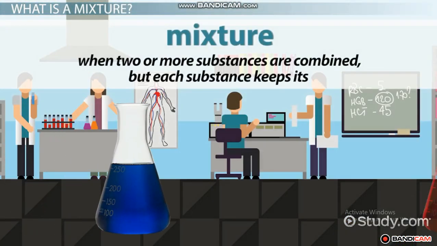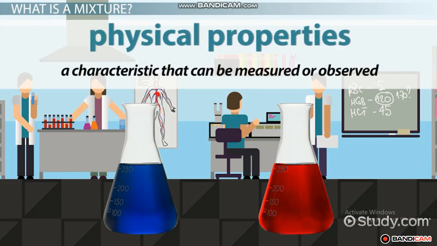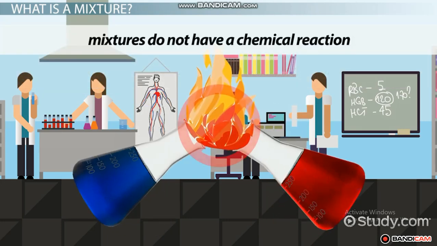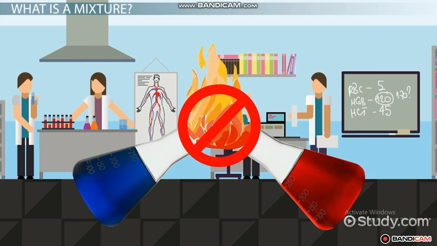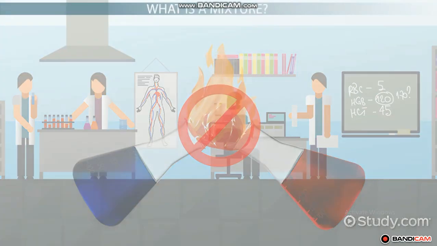A mixture is when two or more substances are combined, but each substance keeps its physical properties, which is a characteristic that can be measured or observed. Mixtures do not have a chemical reaction, such as dissolving or burning. Furthermore, a mixture can be reversed, or separated after being combined.